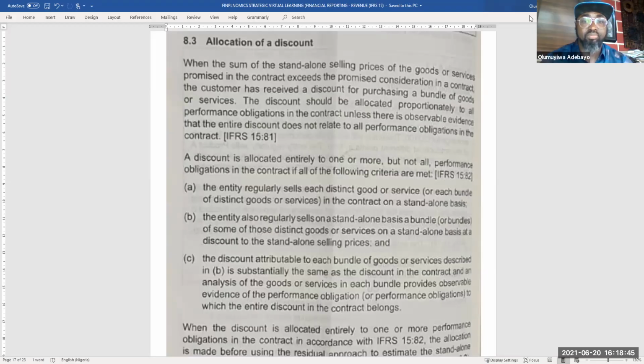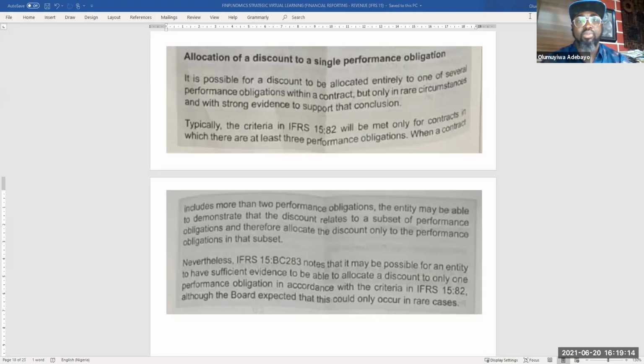Now, that clarifies it. Okay. Now, let's also look at a situation where you allocate a discount to a single performance obligation, similar to the accidental scenario I did. Now, you have at least 3 performance obligations, but you only allocate to 1. You didn't even allocate to the 2. What will have formed that decision? Okay, can you proceed?